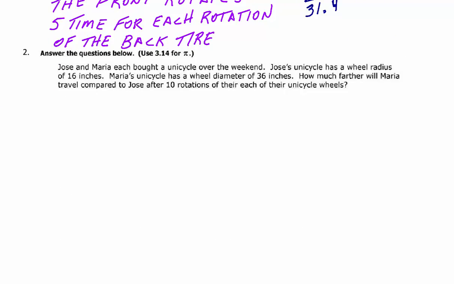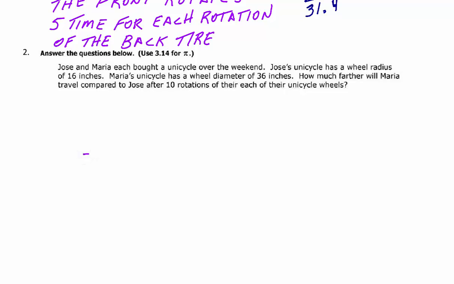All right, here's our second problem. Jose and Maria each bought a unicycle over the weekend. I wonder how much time they spent in the emergency room. Anyway, Jose's unicycle has a wheel radius of 16 inches. Maria's unicycle has a wheel diameter of 36 inches. How much farther will Maria travel compared to Jose after 10 rotations of their unicycle wheels?